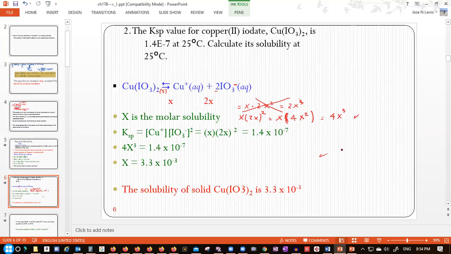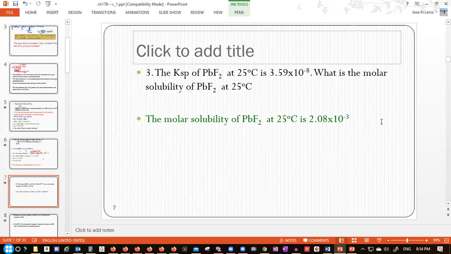These problems are really not complicated because we already know how to do ICE tables, how to do mass action expressions, how to handle equilibrium constants. But I can leave this for you to solve. I don't want to be that selfish, doing everything by myself. Here is the answer. So try it, and then compare the answer with my answer.